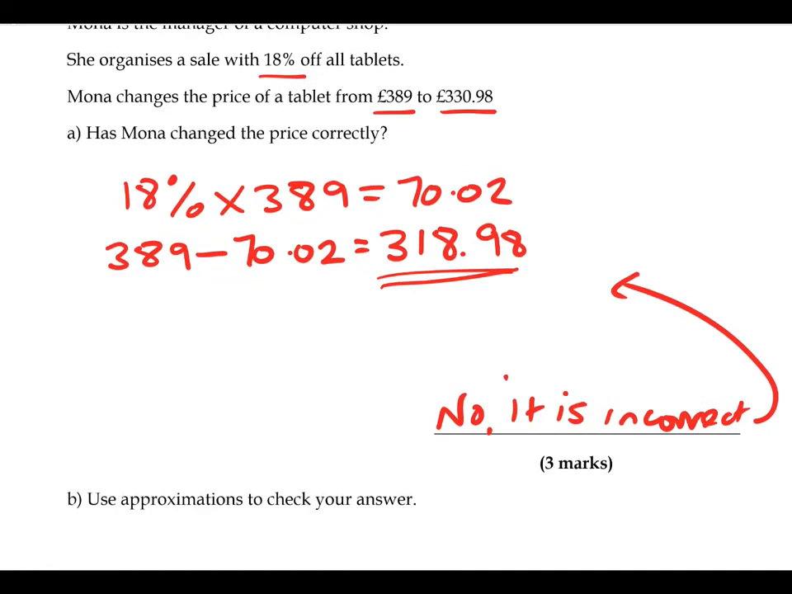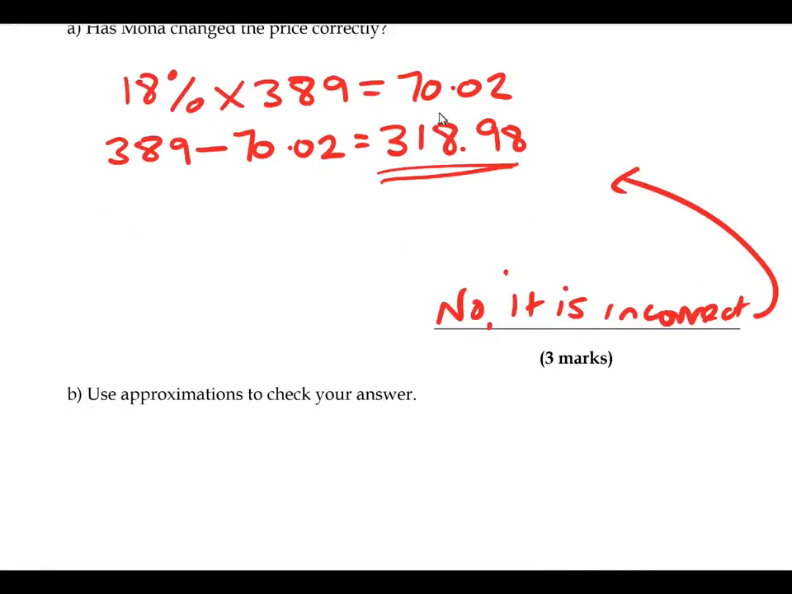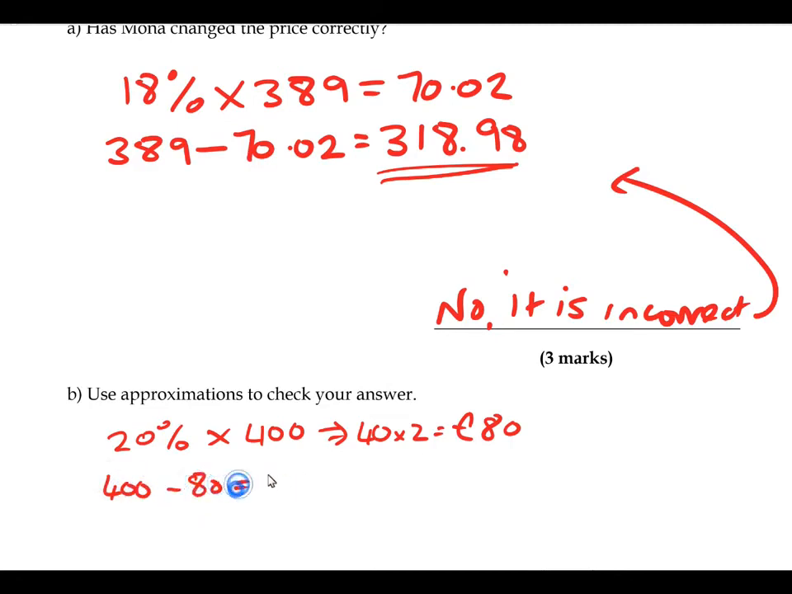It says use approximations to check your answer. So if we check the calculation that we've done here, then our approximation could be 20% of, let's call it £400. So we know 10% would be 40. So 2 lots of 10% would be £80. We've got £400. We take off the 80. Approximately, we would expect the figure to be around £320, which it is up there. So that's checking our answer using approximations.